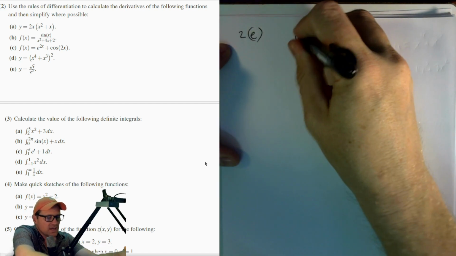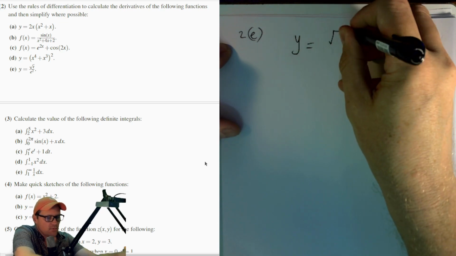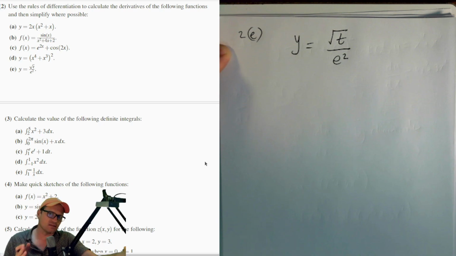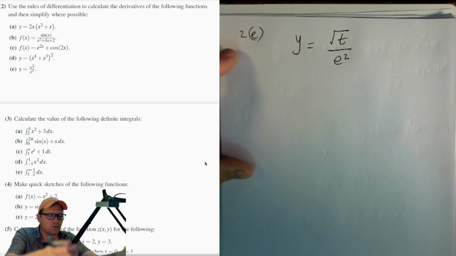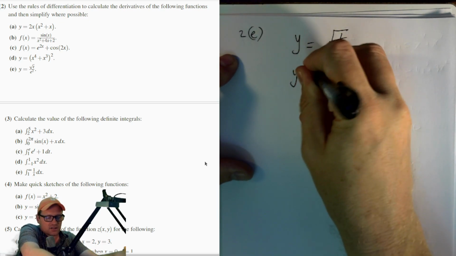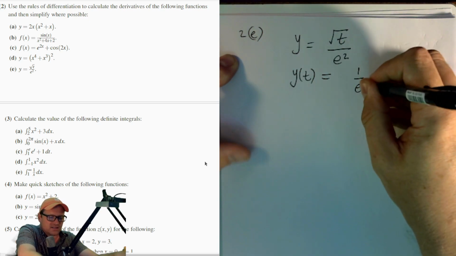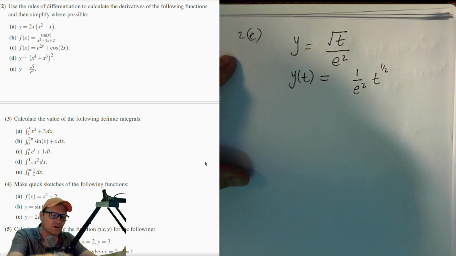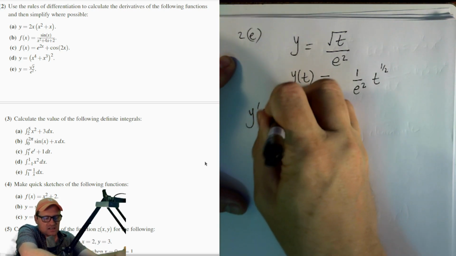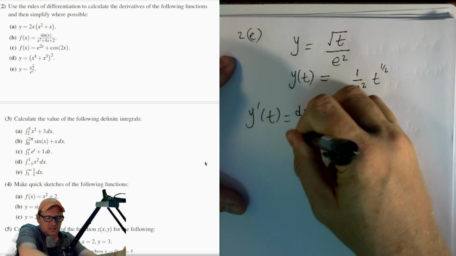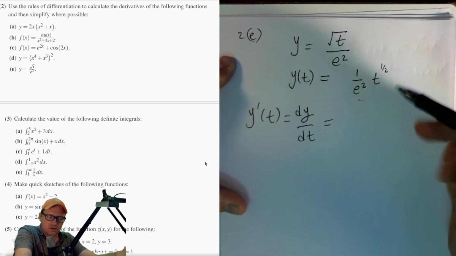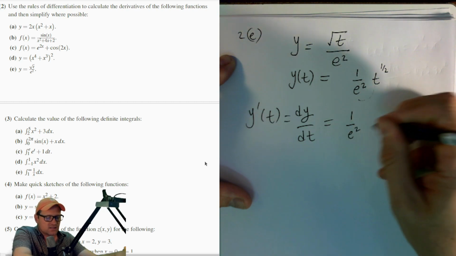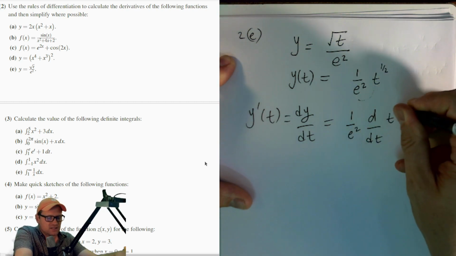Okay, in 2e we have y equals the square root of t over e squared. Now, presumably, we're differentiating this with respect to t. So we want to write y as a function of t equal to 1 on e squared. Now, 1 on e squared is a constant, and then we have times t to the power of 1/2. Okay, so y dash of t is dy on dt, which is, since this is just a constant, we can let that float through the operator. And so we have 1 on e squared, d on dt of t to the power of 1/2.